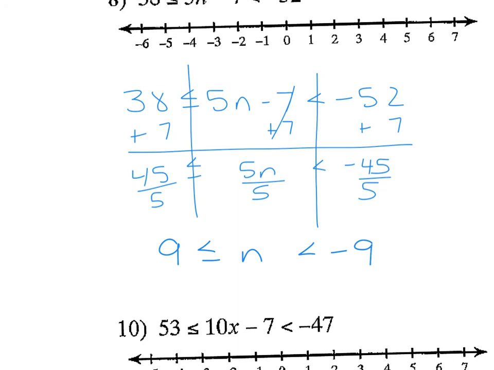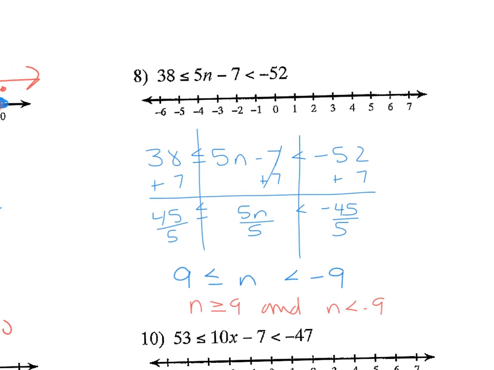Okay, so now this one's a little funky because normally it has to go from smallest number up to the biggest number, and this doesn't do that because I've got a negative 9 out here and not that positive 9. So if I think about this one a little bit, I got n is greater than or equal to 9, and n is less than negative 9, right, when I break it up. Just keep in mind on that first part here, all I'm doing is rewriting it with my variable up front so I can graph.